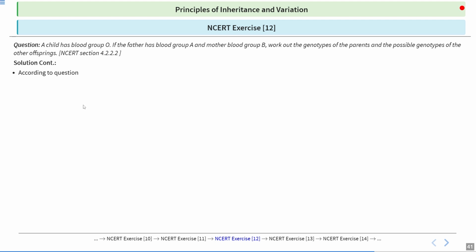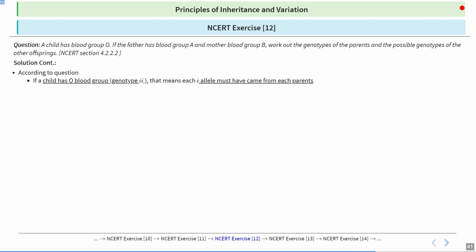Now, according to the question, the child has blood group O. This means the child will have genotype ii. Only in this case will you get blood group O. That means the small i allele must have come from each parent. You know that offspring inherit one allele from each parent: one allele from the father, another allele from the mother.